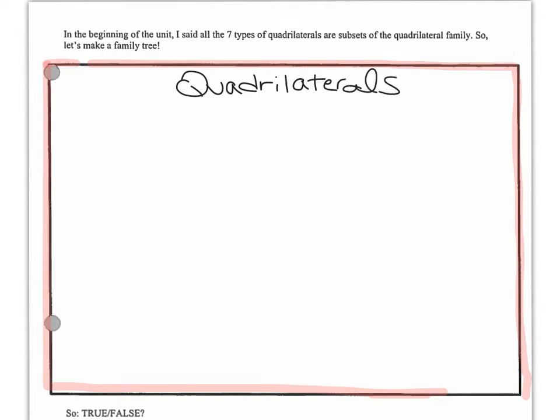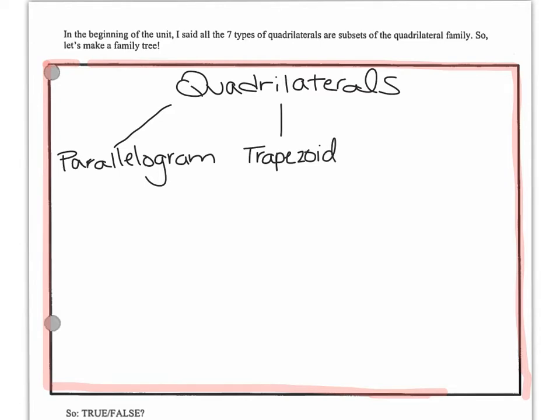Quadrilaterals had 3 children. The firstborn, which was the most perfect, is a parallelogram. Parallelogram was the firstborn child, and the firstborn children are always the most perfect, which is why a parallelogram came first. And then next came the trapezoid, which is kind of perfect, but it's not completely perfect. And then its last child was a kite, and a kite was nowhere near perfect. The baby was extremely unique and had its own characteristics.